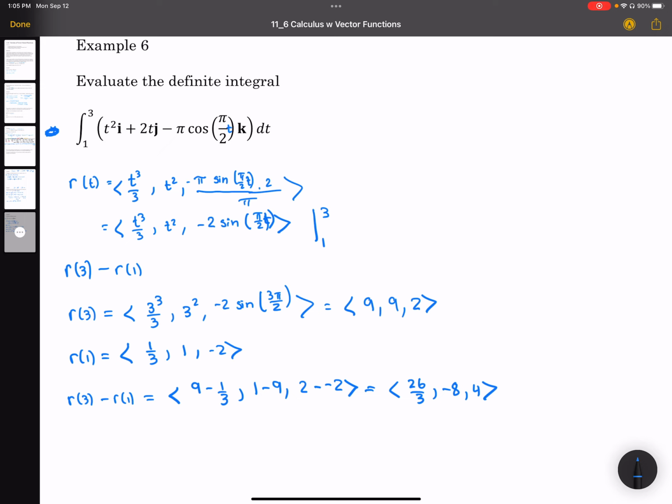We did derivatives of vector functions. We found the unit tangent for a vector function. We found the dot and cross product rules for a vector function, and we did antiderivatives with vector functions.